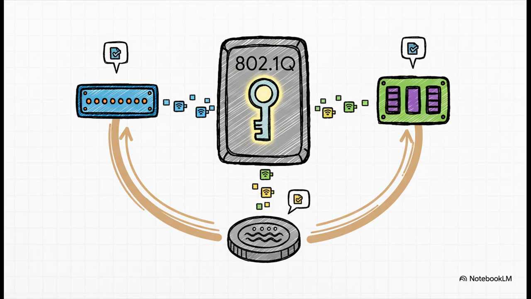And what's the secret sauce that makes this superhighway work? It's this right here, IEEE 802.1Q. You can just call it .1Q. This is the industry standard for VLAN tagging. It's like the universal language that lets switches from any vendor all understand which traffic belongs in which lane.